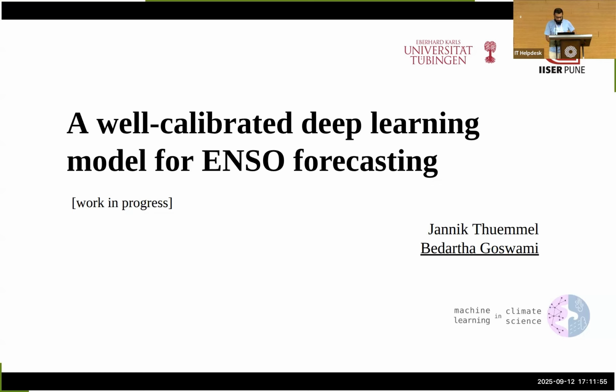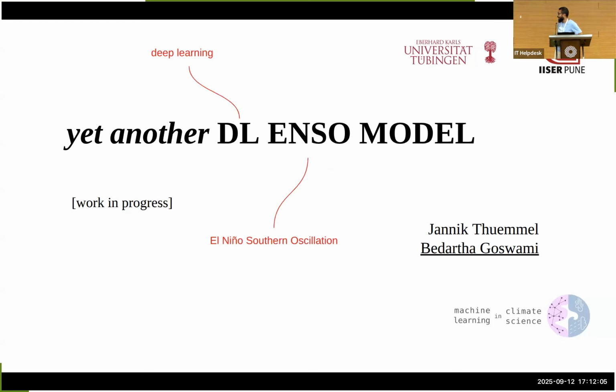So our model is well calibrated, and we make some design choices to ensure this. And what I'd also like to say is that this is yet another deep learning ENSO model. In this talk, in the beginning, just so that we are all on the same page, I'm going to talk a little bit about the ENSO, which is the El Nino Southern Oscillation. I'm not going to talk too much about what deep learning is, but I'm of course going to show you the model architecture and the thoughts that went into designing the model architecture and the training of the model, right? Okay, so let's get started.